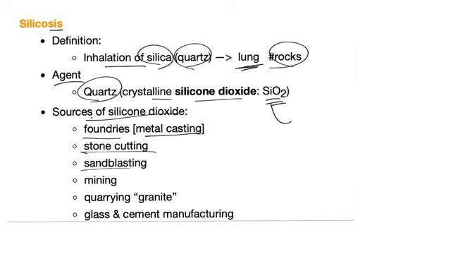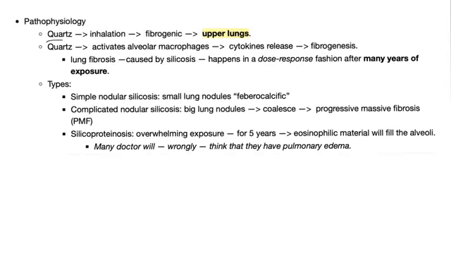Metal casting, or how do you pronounce this? Foundries? Stone cutting, sandblasting, mining, quarrying. It came from the word quartz. Glass and cement manufacturing. The pathophys: quartz, inhalation, fibrogenic, especially in the upper lung. Do not confuse this with complicated coal worker pneumoconiosis or secondary tuberculosis.